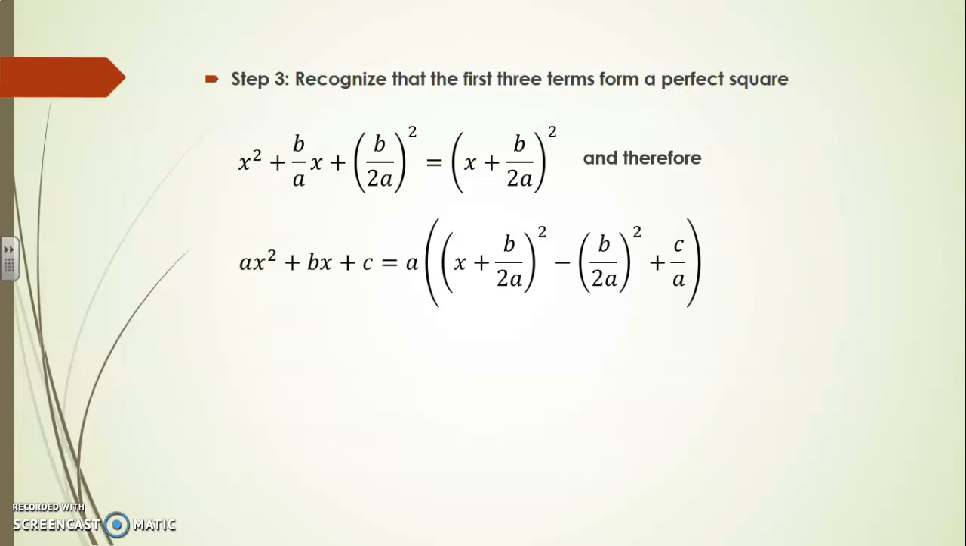Therefore, ax squared plus bx plus c is equal to, we had factored a in the first place. The three terms that followed are regrouped as a perfect square, x plus b over 2a all squared. And then there is the term we subtracted to compensate for what we added earlier, minus b over 2a all squared, and c over a.